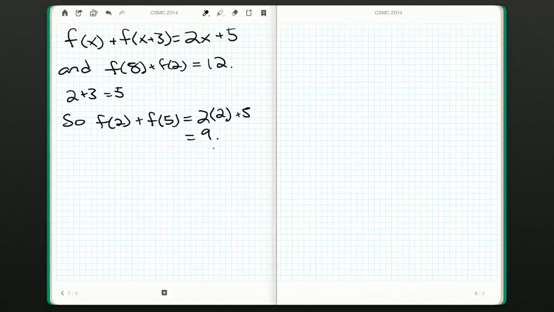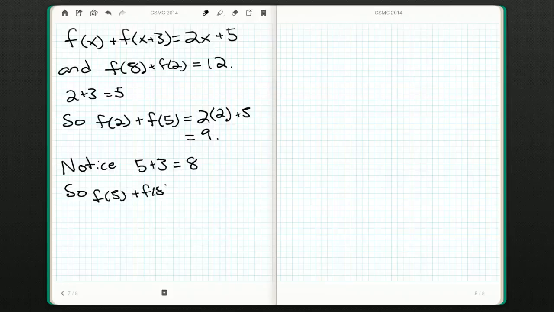But we don't have that. We have f of 2, but we don't quite have the relationship we want here. We have this pesky f of 8 here. 8 plus 3 is 11. That's getting us further away. That's adding in more values that we don't know. But if we notice, 5 plus 3 is 8. So f of 5 plus f of 8, here we're substituting in x equals 5 into this relationship. We know that's going to be 2 times 5 plus 5, or 15.